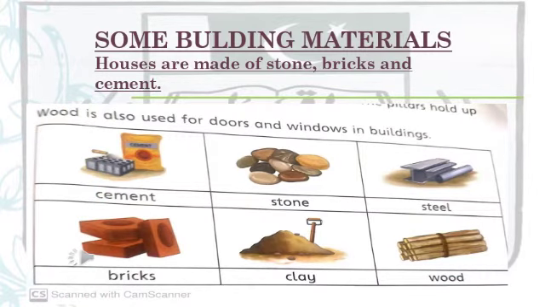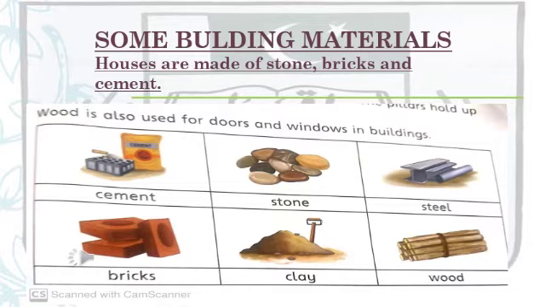Now students, we will discuss some building materials. Houses are made of stone, bricks and cement. Many other materials are also used. When a house is built, deep holes are dug for the base and concrete is poured into it. Concrete is made of very small stones mixed with cement. This gives the house a strong foundation.